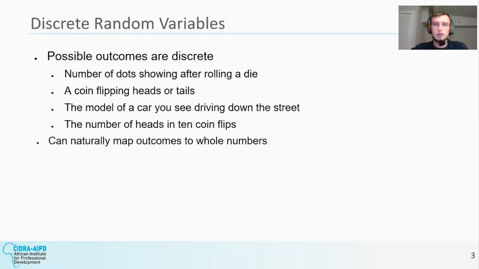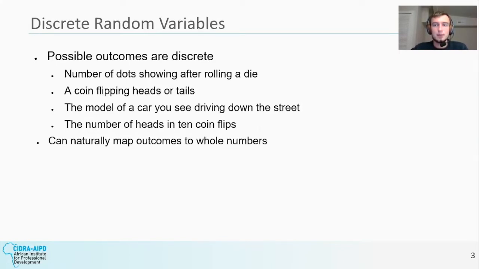So we are here to talk about discrete random variables. So what makes a random variable discrete is that the possible outcomes are discrete. So you can kind of point at it and say, hey, this is it. The best way to go through it is by going through examples. So the number of dots showing after rolling a die. They're going to be 1, 2, 3, 4, 5, or 6. They're very clear. You can see them. They're not continuous.